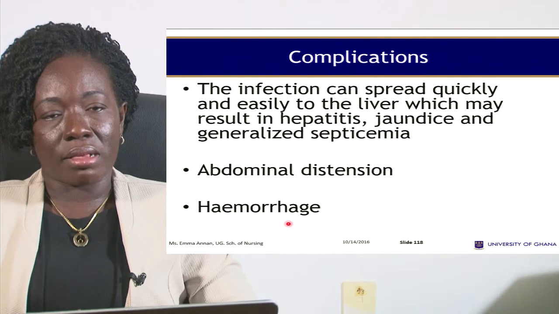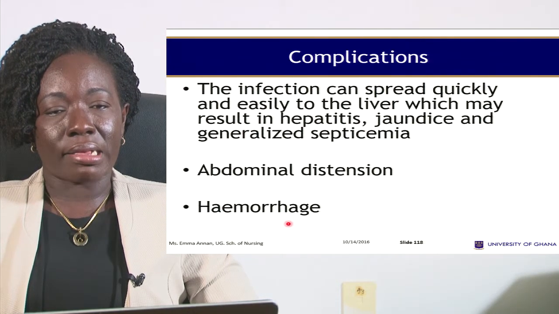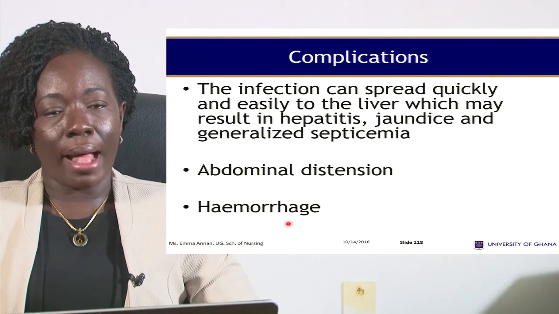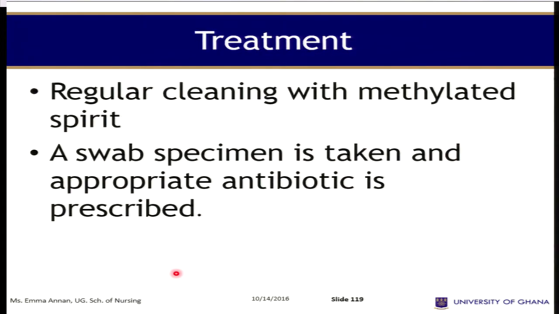Then complications. Cord sepsis can lead to complications such as hepatitis, jaundice, and septicemia. It can also lead to abdominal discharge, and it can lead to hemorrhage. How do you treat cord sepsis? You clean daily with methylated spirit. Then you can also take a swab, and an appropriate antibiotic can be given.